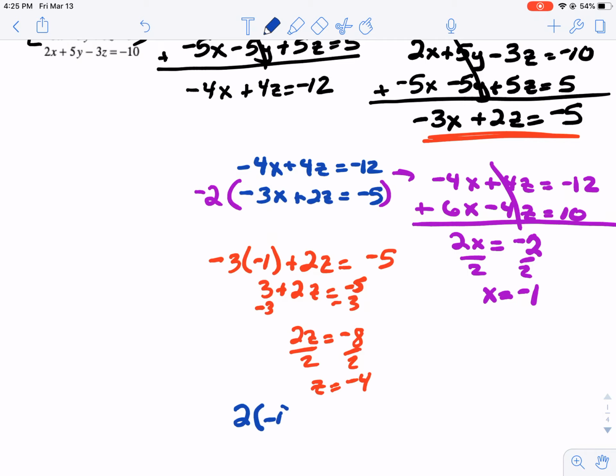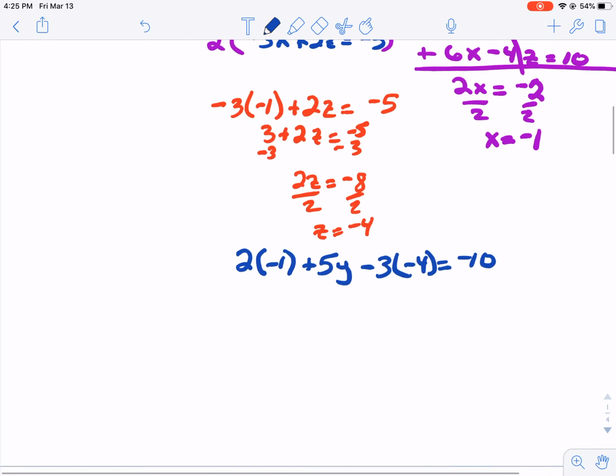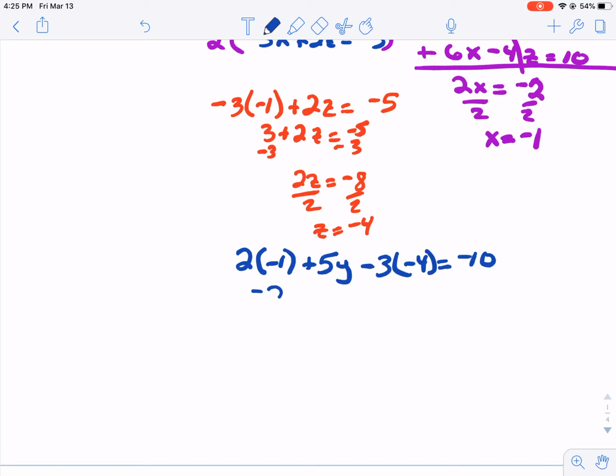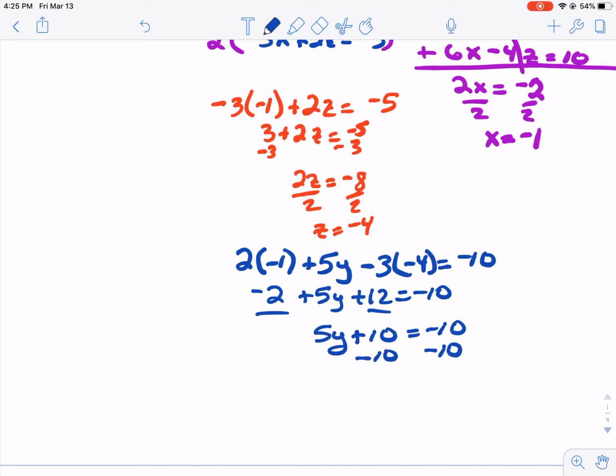2 times negative 1 plus 5y minus 3 times negative 4 equals negative 10. Cleaning that up, negative 2 plus 5y plus 12 equals negative 10. Combine like terms. 5y plus 10 equals negative 10. Subtract 10 from both sides. 5y equals negative 20. Divide, y equals negative 4.